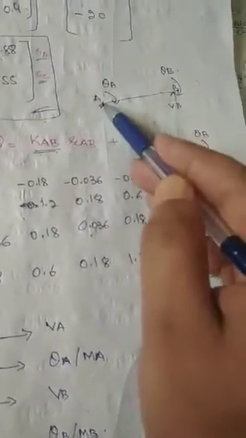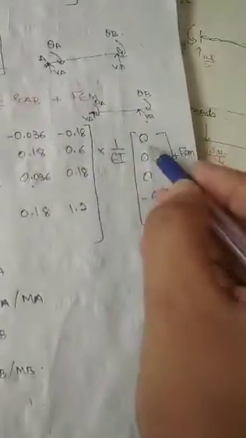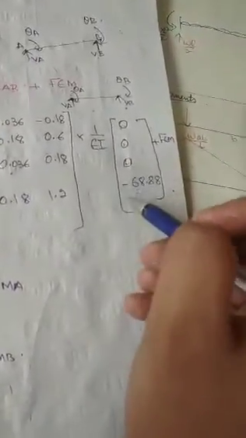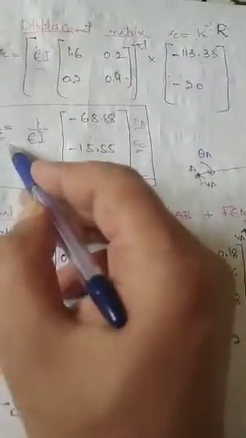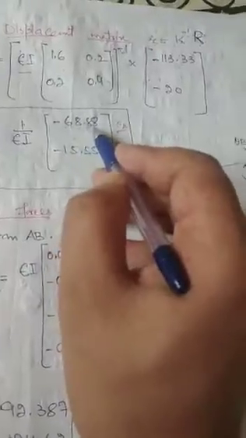So here VA will be 0, theta A will be 0. VB here will be 0. But the rotation we got from this R matrix, that is minus 68.88. So here it will be minus 68.88, plus these fixed end moments.